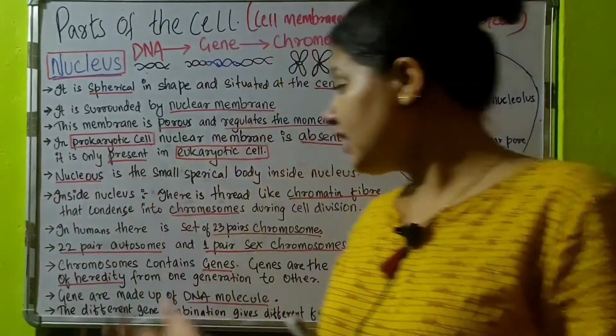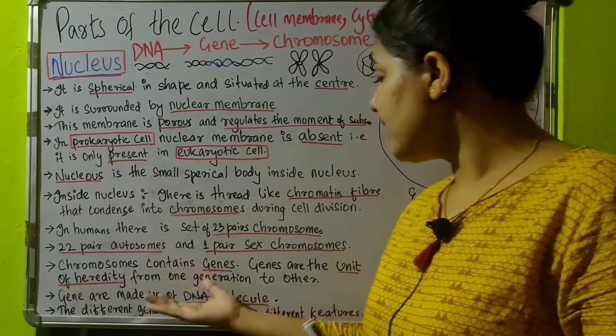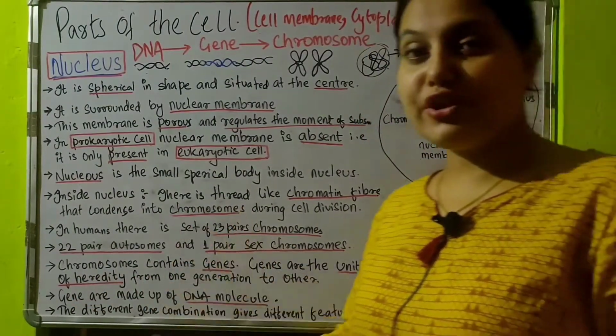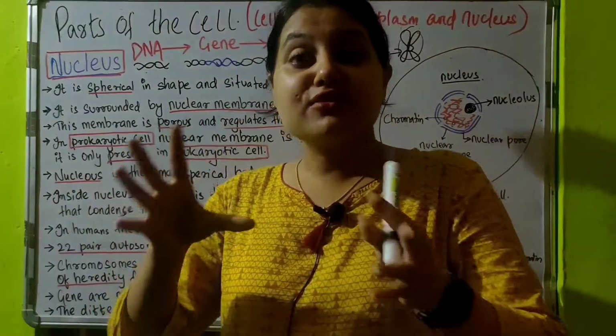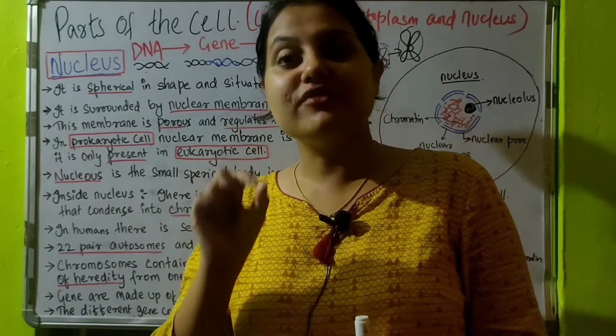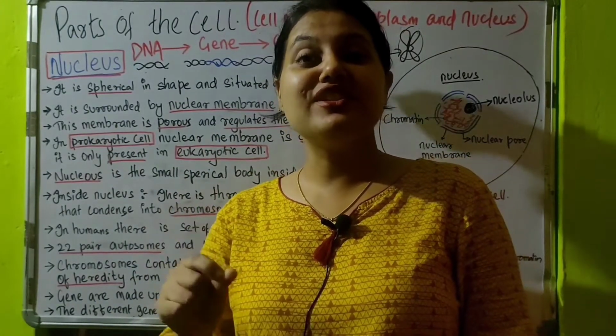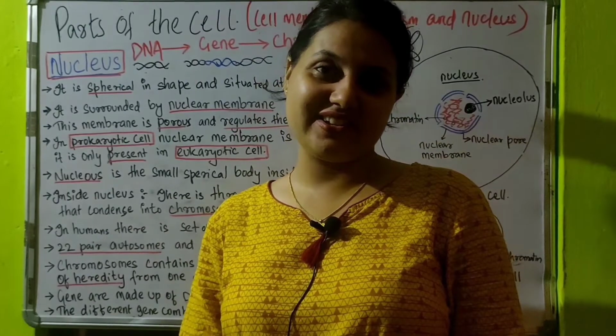Now you see chromosome contain gene. Gene are the unit of hereditary. Now these chromosomes are made up of gene. And what are gene? Gene are the unit of hereditary.